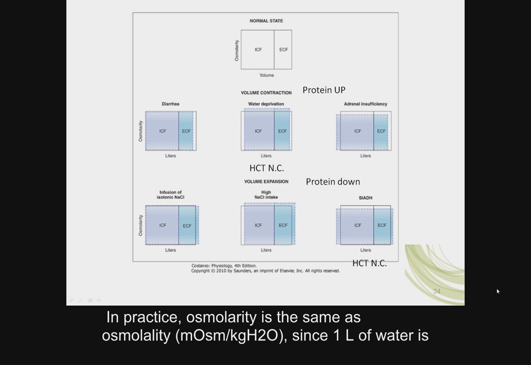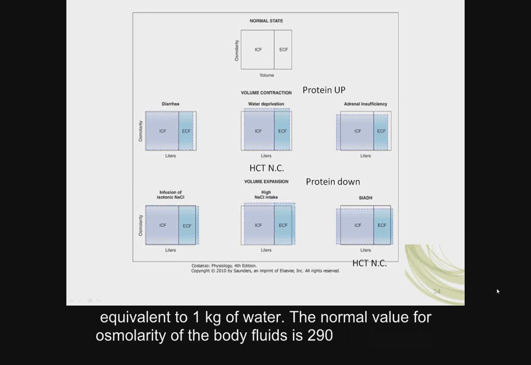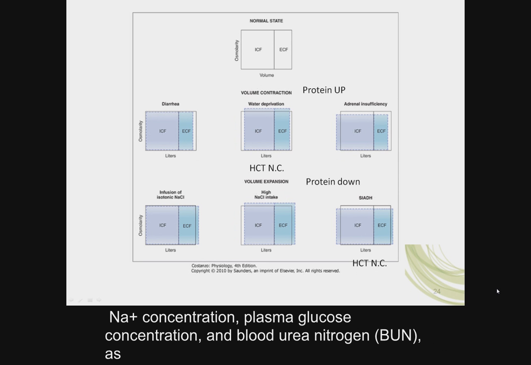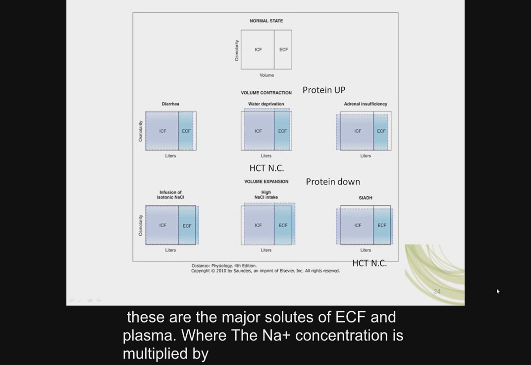The normal value for osmolarity of the body fluids, as I've been telling you, is approximately 290 milliosmoles per liter, or for simplicity, a lot of textbooks round up to 300. Plasma osmolarity can be estimated from the plasma sodium concentration, plasma glucose concentration, and blood urea nitrogen, as these are the major solutes of the extracellular fluid and plasma.